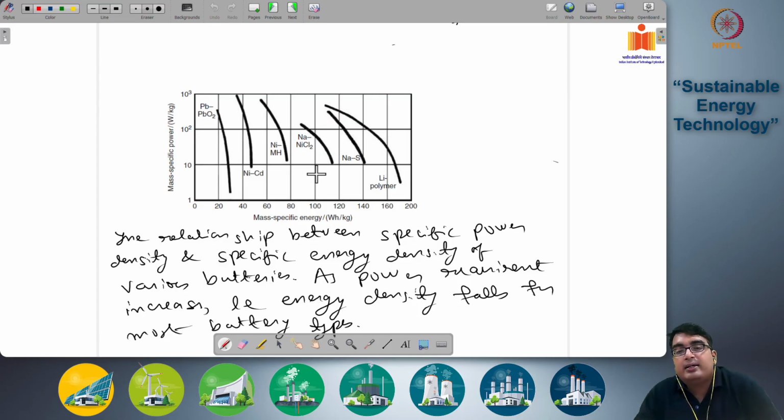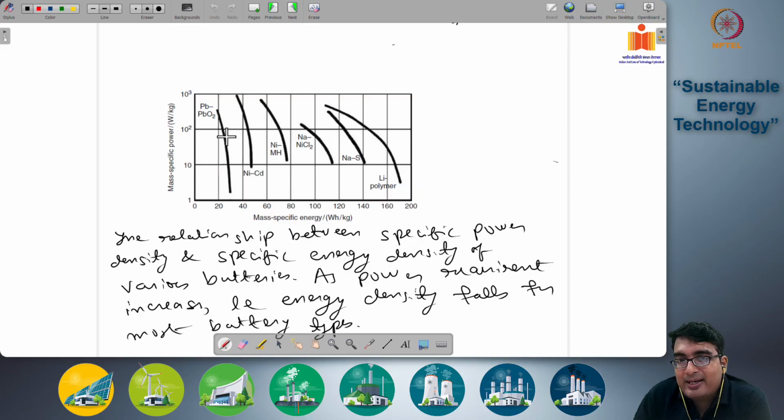Similarly, if you see a sodium sulfide battery, here also initially at low power values around 10 watt per kg, you are getting energy storage densities of around 140 watt hour per kg, whereas at high values of around say 4 or 5 into 10 to the power 2 watt per kg power generation, you are getting energy storage values of around 110 watt hour per kg.